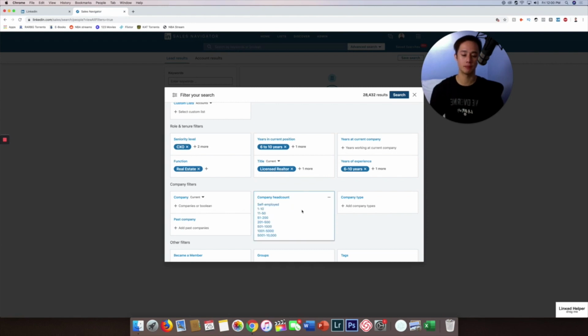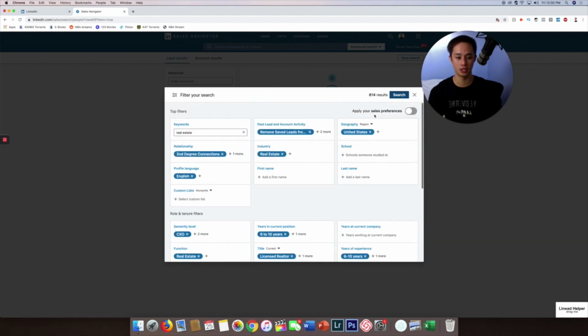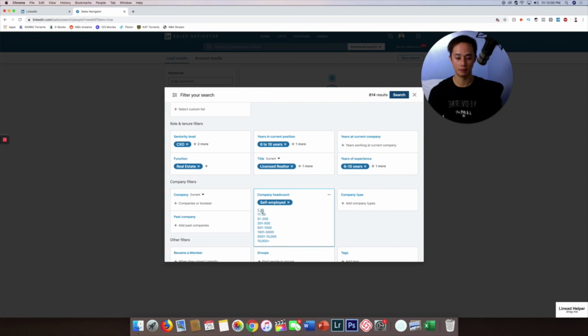Company headcount, depending on who you're targeting, you may want to target self-employed realtors. And as you can see here, there are only 814 in the US. But let's just say we want to target bigger companies as well. So you can put in 1 through 10, 11 to 50, 51 to 200.